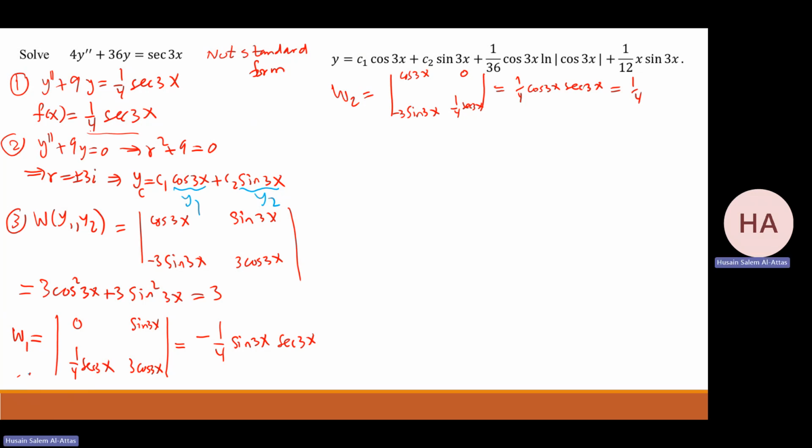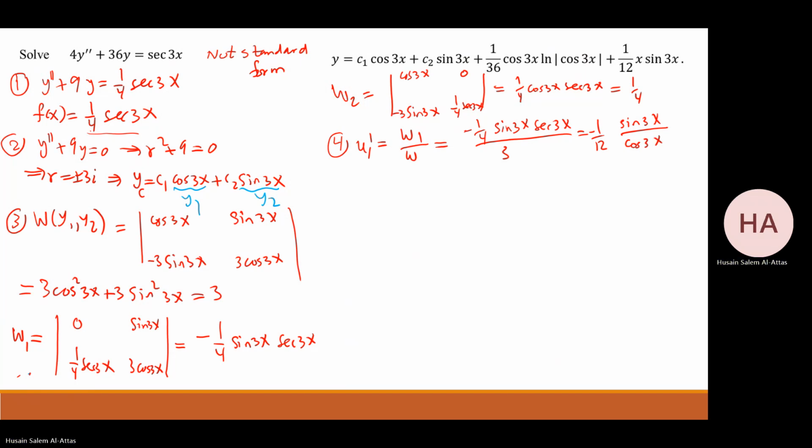Now we'll do what? Fourth step. U1 prime will be W1 over W. And that is what? Minus 1 over 4 sine 3x secant 3x over 3. So it's minus 1 over 12 sine 3x over cosine 3x. Good.